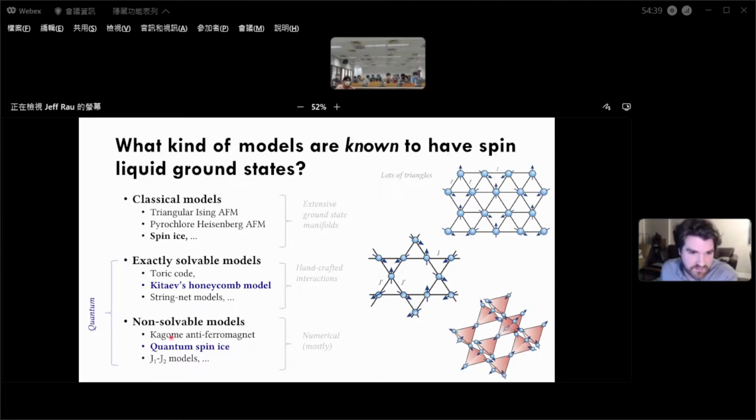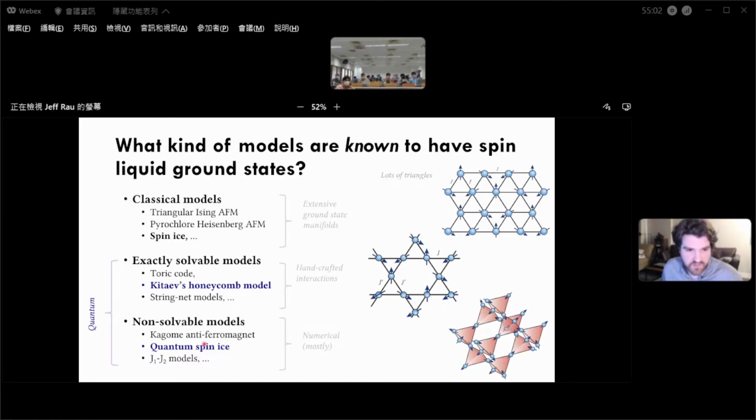I'll talk today in quite a bit of detail about quantum spin ice, where while we can't solve it, it is amenable to a derivation of an effective Hamiltonian, which is then tractable using somewhat analytic techniques which have been all backed up with unbiased numerical methods. Okay, so this is one we understand quite well.